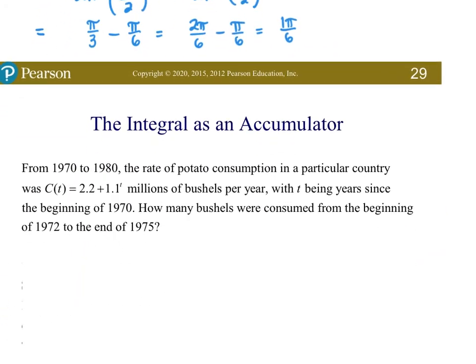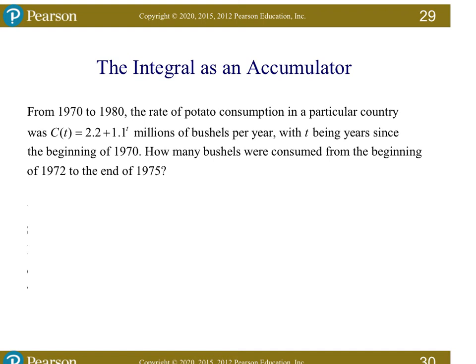All right, last example. We've talked about word problems and using the antiderivative to change your units. Here we have an example of a decade from 1970 to 1980 using potatoes, in some particular country, measured in millions of bushels per year. And the question is, how many bushels? So we want to drop off the time. We want to get rid of the per year part. And the only way to do that is to set up an integral.